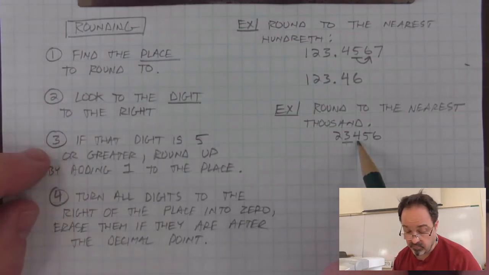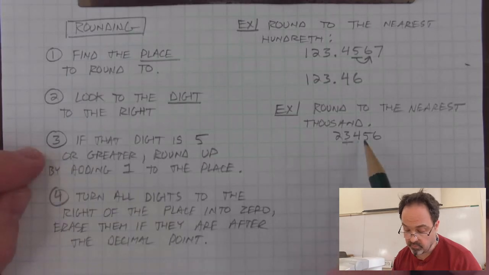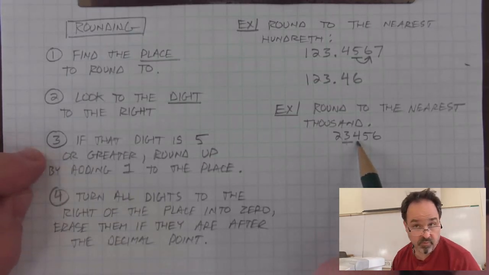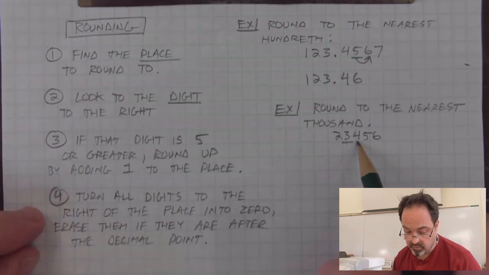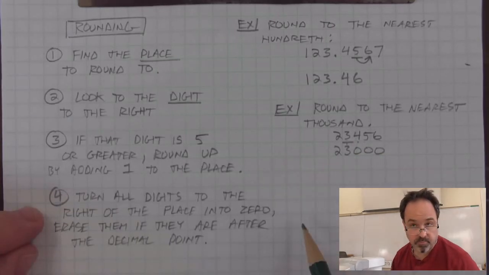If that digit is 5 or greater, and it's not, round by adding 1 to the place. But we're not going to add 1 to this 3 because the digit to the right is not 5 or greater. So we go on to step 4, turn all the digits to the right of the place into 0. So we keep the 2 and the 3, and then the digits to the right of the 3, the 4, 5, and 6 get turned to zeros.